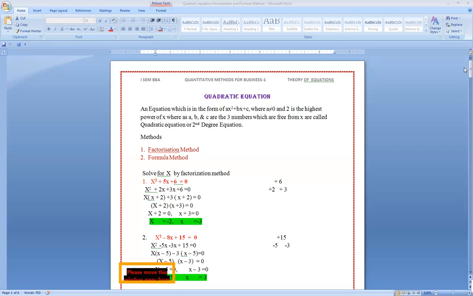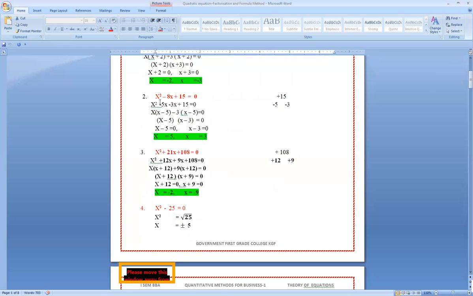Let us go for the second question. The second question is x square minus 8x plus 15. In the earlier question all the values were plus, but here it is minus.